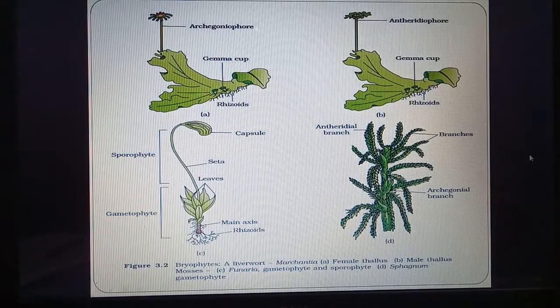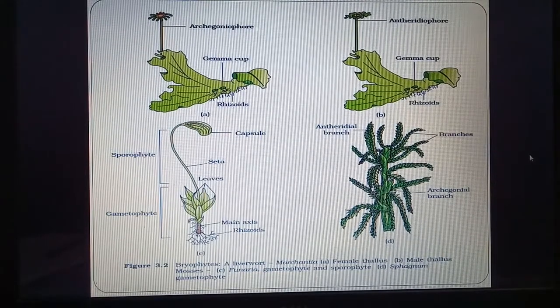In the C figure we can see Funaria or common moss, which is found during rains on the ground. It has rhizoids for attachment, main axis, leaves, seta or stalk, and capsule, which contains reproductive structures. The bottom part is the gametophyte or the plant body in which reproduction is taking place, and the second part is sporophyte or the diploid stage.